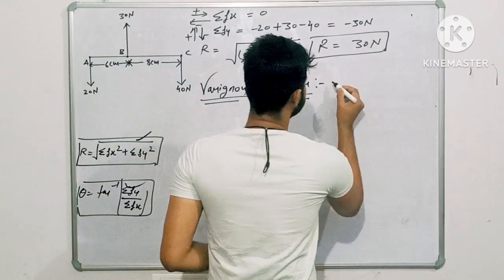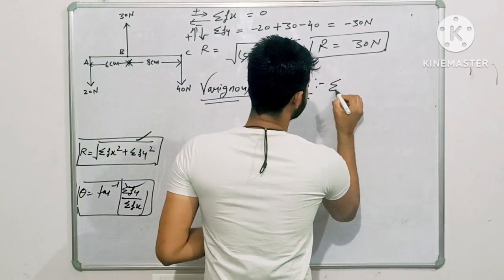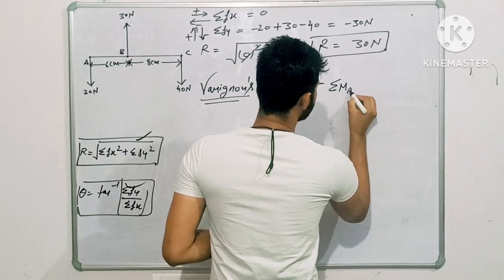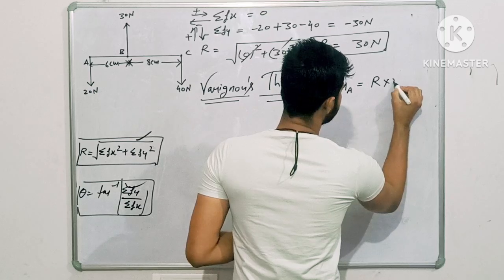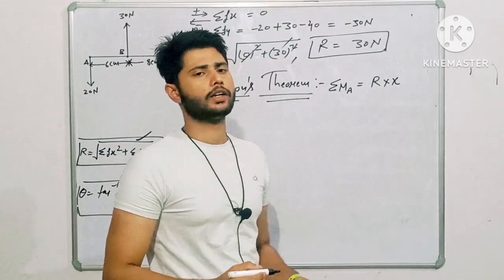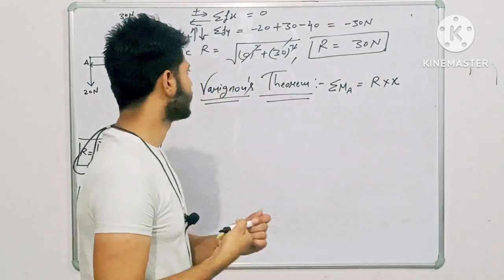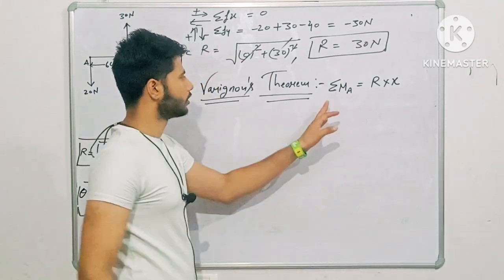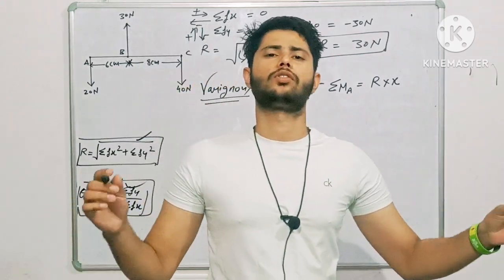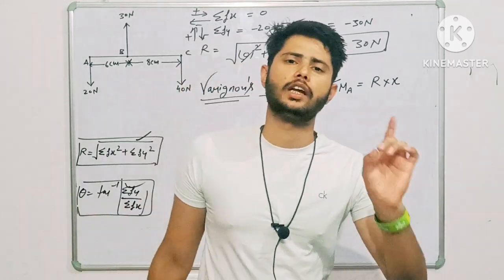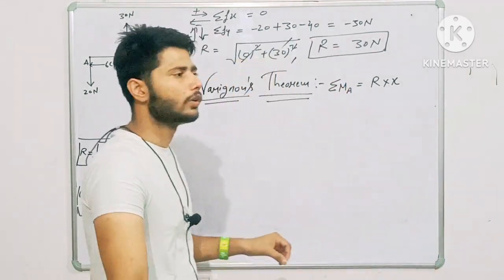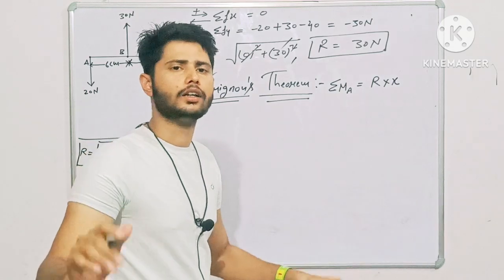Summation of movement of all the forces about any point will be equal to the resultant multiplied by the perpendicular distance, meaning the movement of the resultant force. Then, summation of movement of all the forces about any point, we have to take point A here, because according to the question we have to choose point A.